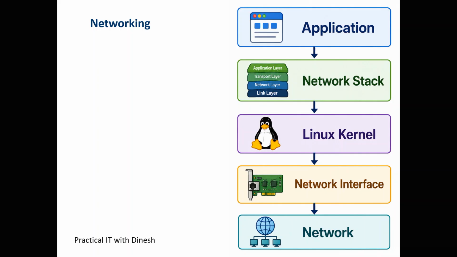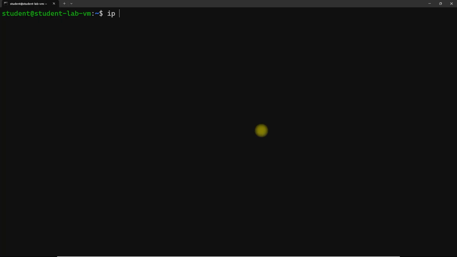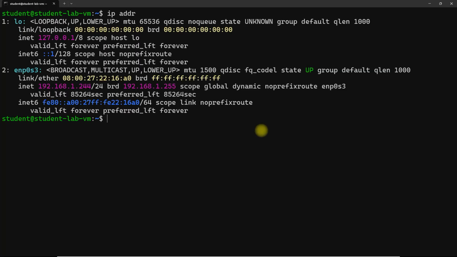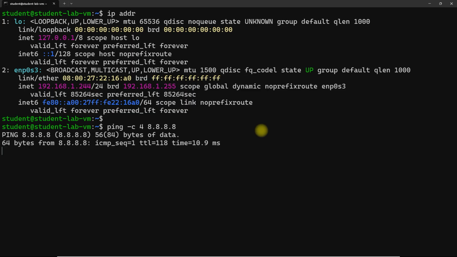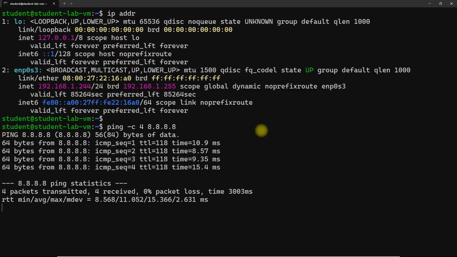The same layered approach applies to networking. An application doesn't normally communicate directly with the physical network hardware. The Linux networking stack and kernel handle that communication. We have already learned networking and SSH earlier in the course. Now we are looking at where those concepts fit within the overall architecture.